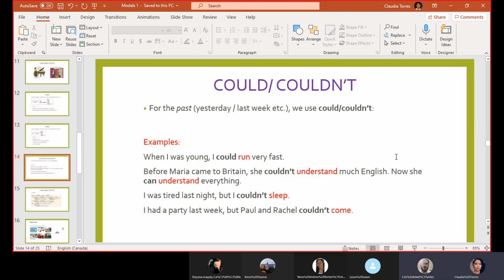Okay. Now let's talk about could and couldn't. When we're talking about abilities in the past, let's say yesterday, last week, last year, we use could or couldn't, right? So, for example, when I was young, oh my goodness, now I'm old, I could run very fast, right? That's true. I could run very fast. But now I can't.